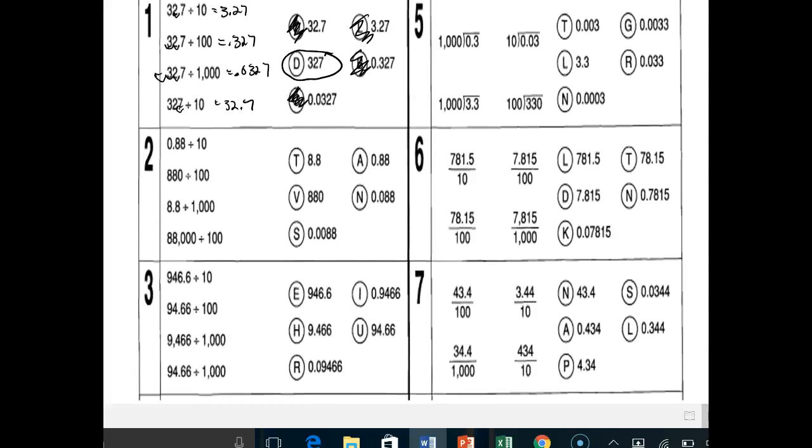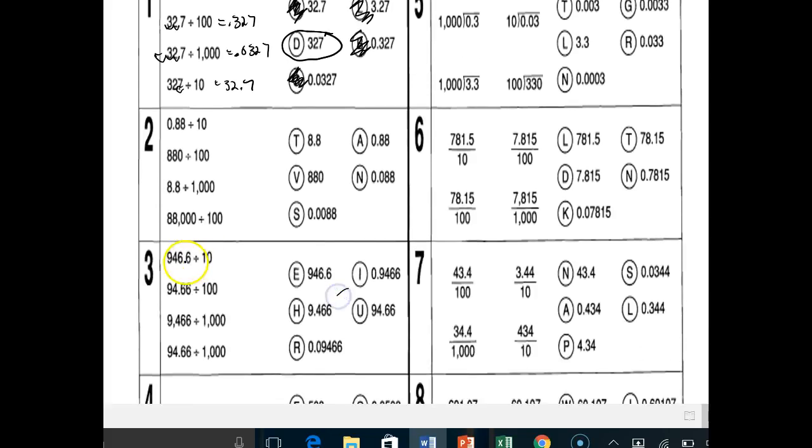Let's do number 3. So still dividing here. So divide by 10, boom, equals 94.66. Divide by 100, boom, boom, equals 0.9466. Divide by 1,000, start at the end because there's no decimal. 1, 2, 3, so it equals 9.466. 1,000, start at the decimal this time because there is a decimal. 1,000, 1, 2, 3, equals 0.0, empty space, 9466.